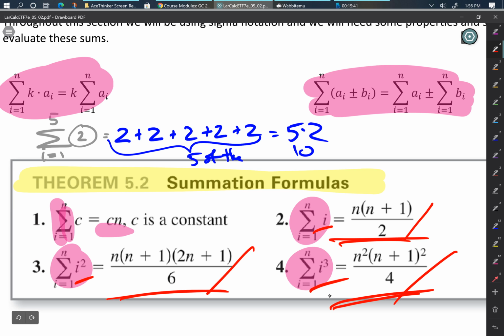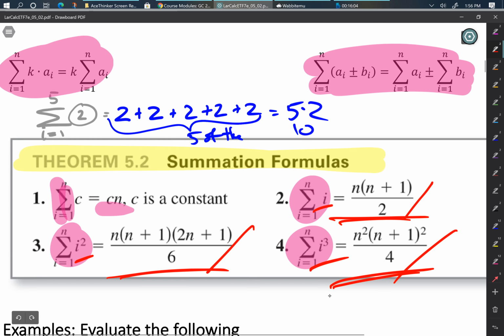Now, this is not to say that these are the only summation formulas that exist. This is just simply to say, here's 3 of them that you're probably going to see again. I definitely know that you're going to see number 1, number 2, and number 3 again. You'll probably see number 4 also. Right? These are just formulas that we can use to simplify a summation.